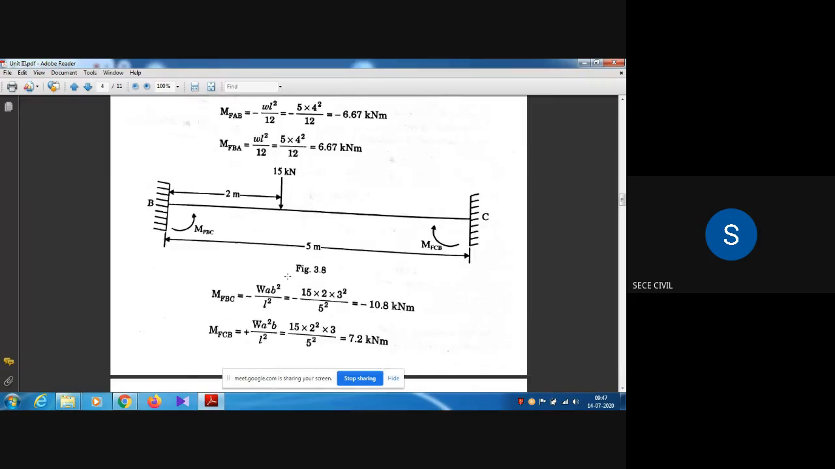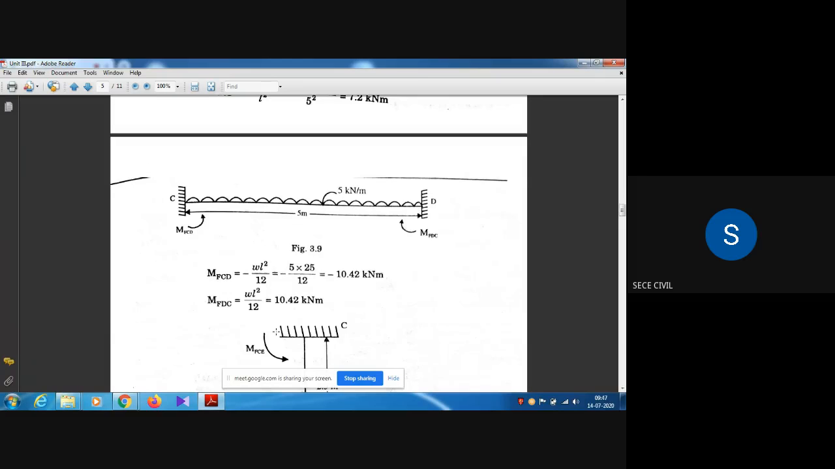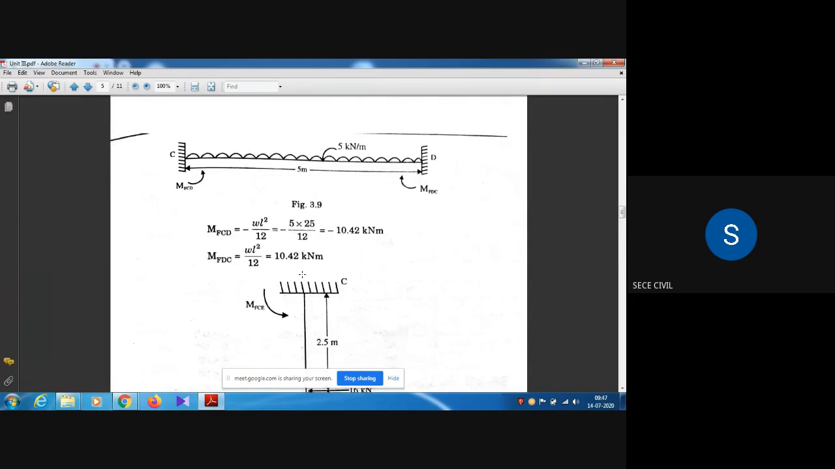Minus WL square by 12 for a UDL load, and for an eccentric point load the formula is WAB square by L square, that is left to right, right to left. For the positive side, WA square B by L square. Whether you guys noted this formula? Karthik? Yes, sir. Okay, 1 minute, Karthik. Okay, sorry guys. So we'll see a problem today.